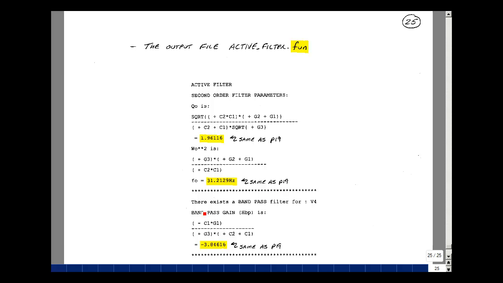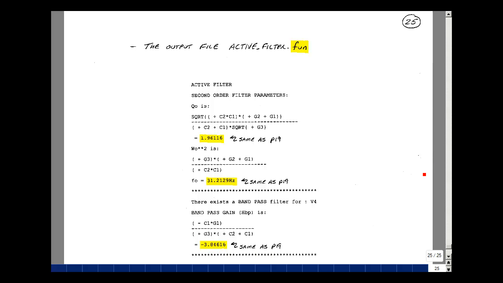Symbolic SPICE then takes a look at the numerators and determines the filter function. In this case, it identified node voltage 4 as a bandpass filter, and then found the value of H naught, which we'll call H sub bandpass. And it was equal to minus C1 G1 divided by G3 times C2 plus C1. And its numerical value is a minus 3.84616, the same value we had on page 19.